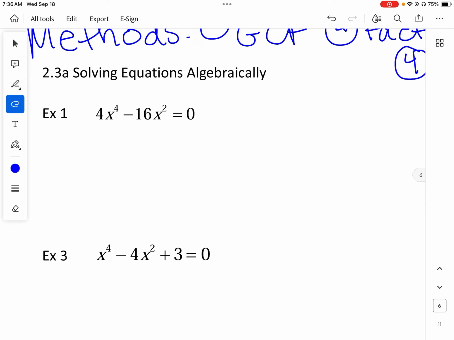So 4x to the fourth minus 6x squared. Everything's already solved for 0, so we want to look for a GCF. What I see is that they're both factors of 4, and they both have an x squared in them. So I would take out 4x squared. And then what I have left is an x squared minus 4.